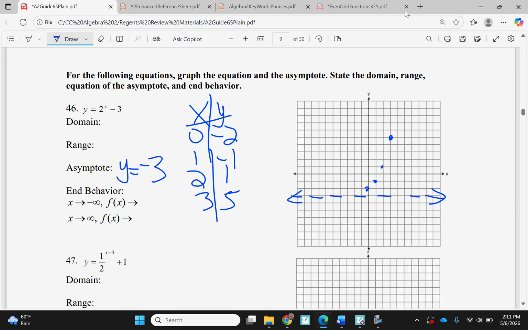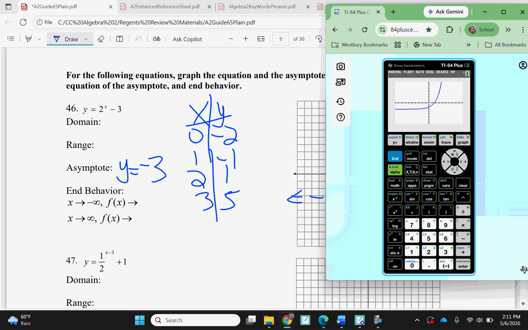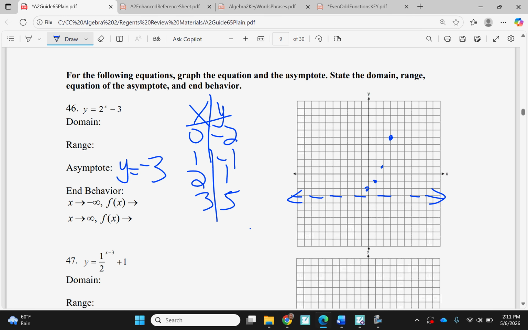If you're not sure what it looks like, you can look at the graph. Make sure when you draw it, it gets closer and closer, but it does not touch the asymptote. It also shouldn't hook back up. That's your graph. I'm not super concerned about domain and range as far as it being commonly asked.